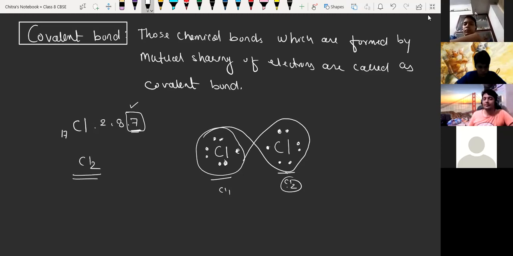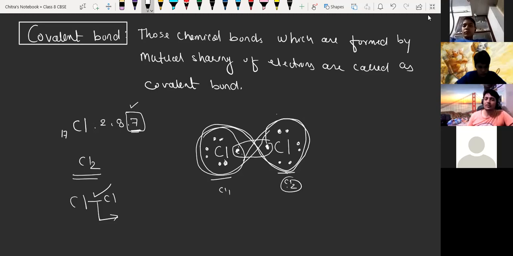In our surroundings, chlorine is present in Cl2 form. That means there is a bond between chlorine and chlorine atom. That bond is formed by sharing of electrons. That's why this bond is called a covalent bond. So see, the electron of one chlorine is shared by the other chlorine, and this electron again is going to revolve in that orbit as well as in the orbital of the other chlorine atom. They are going to share these 2 electrons with each other.